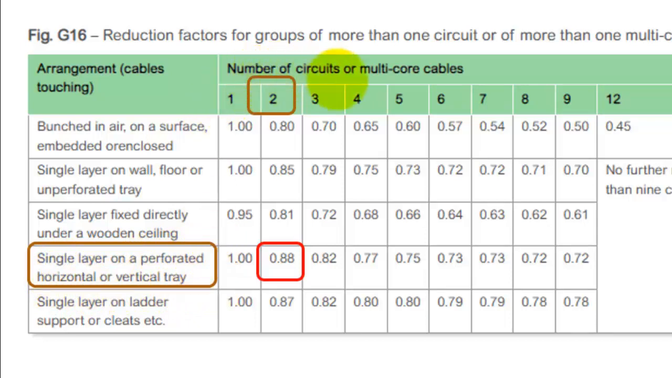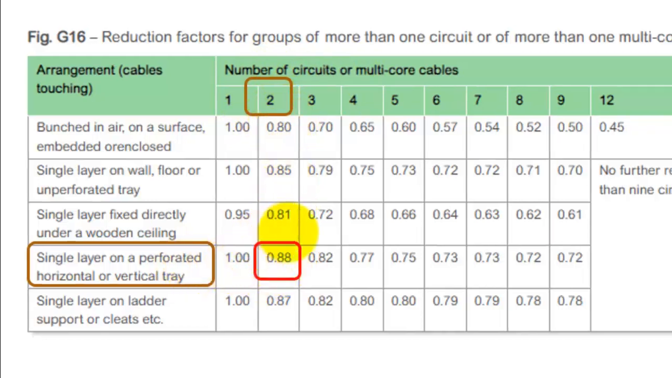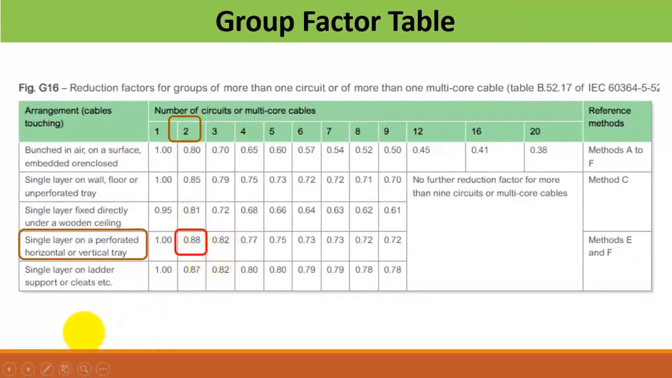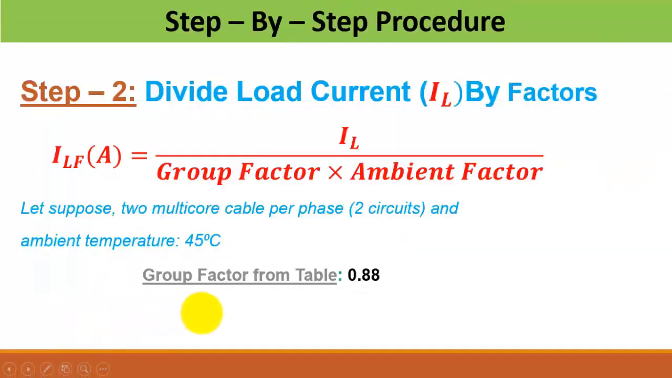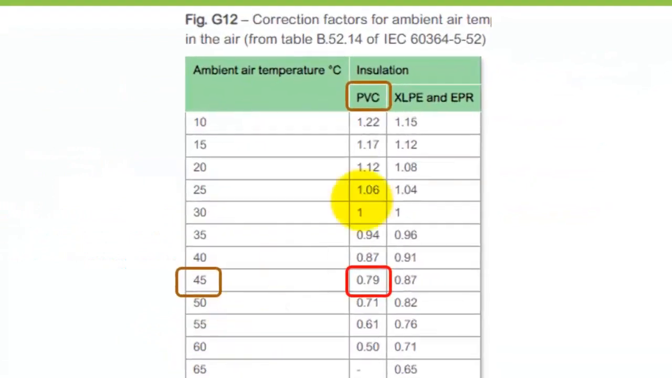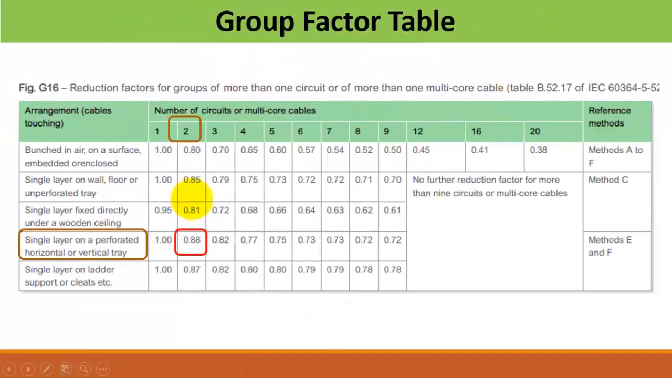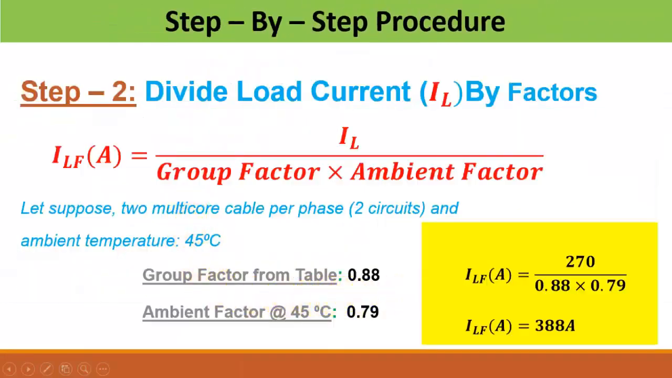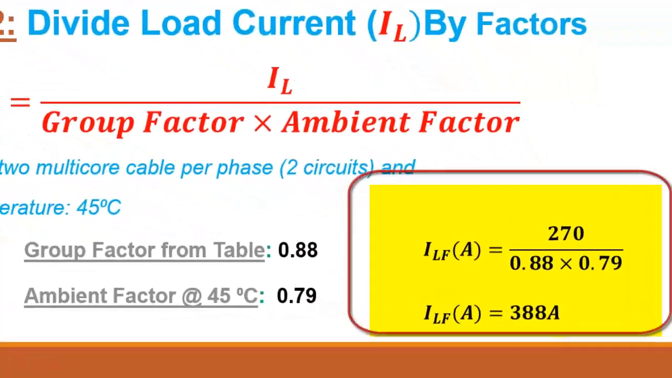Next is to select the number of circuits. In our case, since I am using 2 multi-core cables, there are 2 circuits. The value of group factor is 0.88. Next, refer to the table for ambient temperature factor. Here you can see a table. Select 45 degrees Celsius. The factor comes out to be 0.79 for PVC cable. Putting all values in the formula, the total load current now becomes 388 amperes.